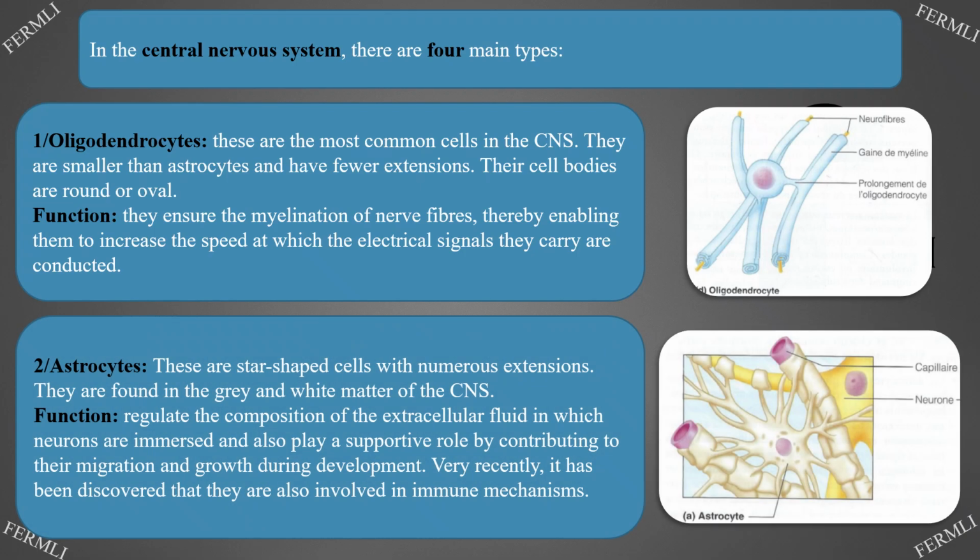Two, astrocytes. These are star-shaped cells with numerous extensions. They are found in the gray and white matter of the CNS. Function: they regulate the composition of the extracellular fluid in which neurons are immersed and also play a supportive role by contributing to their migration and growth during development. Very recently, it has been discovered that they are also involved in immune mechanisms.